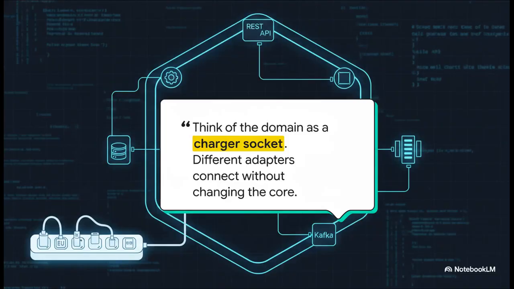There's a really brilliant analogy for this. Think of the domain as a phone charger socket in the wall. Different adapters can connect externally without changing the core. Think about it for a second. When you travel internationally, the socket in the wall, that core power source, doesn't change, right? You just bring a different adapter to bridge the gap between your specific device and that universal socket. Hexagonal architecture does the exact same thing for your code. External systems, like REST APIs, Kafka streams, or databases, simply plug in through standardized ports.